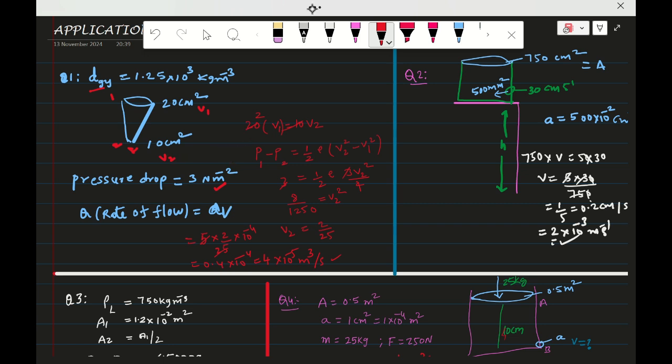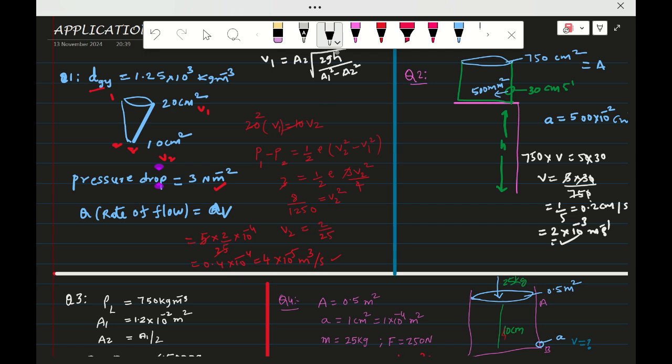If you remember, I have given some formulas according to Bernoulli's principle, the application of pressure energy, the sum of three energies at two different points. We will get V1, the velocity at the first point, is equal to A2 root over 2gh by A1 square minus A2 square.